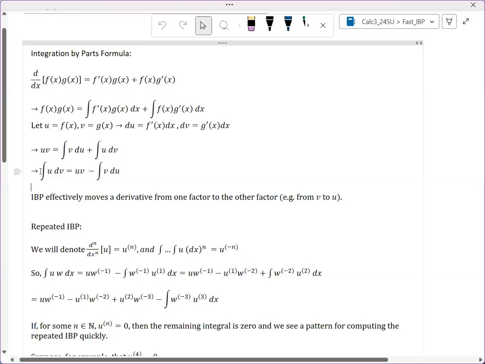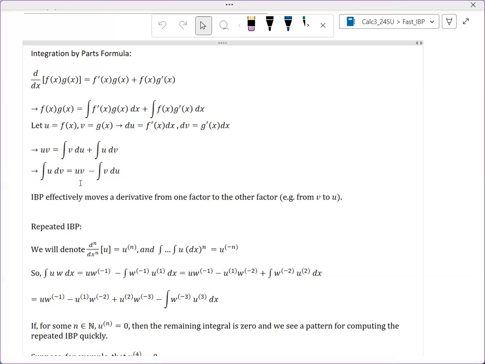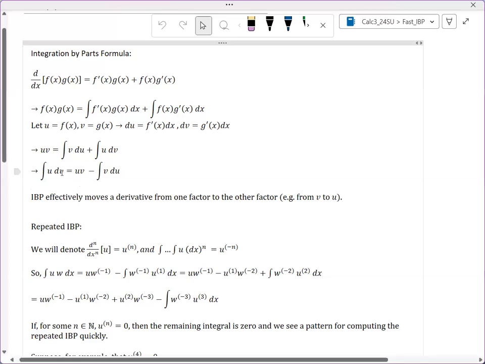So that's usually the format that integration by parts is presented in. And we can see effectively what it does is, under the integral sign, the u becomes a du and the dv becomes a v. So effectively we've moved the derivative from one factor to the other factor. When written this way, we move it from v, the derivative was on v over here, to u, the derivative is on u on the right-hand side.